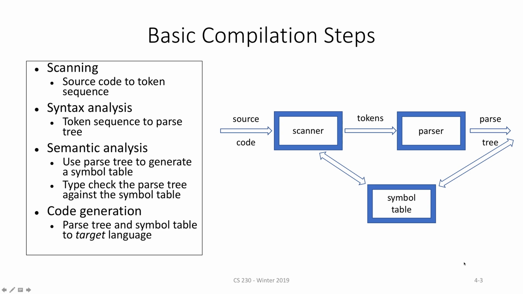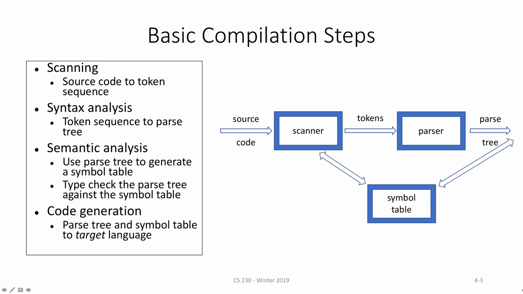The basic compilation steps are scanning, which passes over the source code to generate a token sequence. A token is a sequence of characters separated by some delimiter. Often that delimiter is white space, but it may be other characters such as brackets or semicolons.